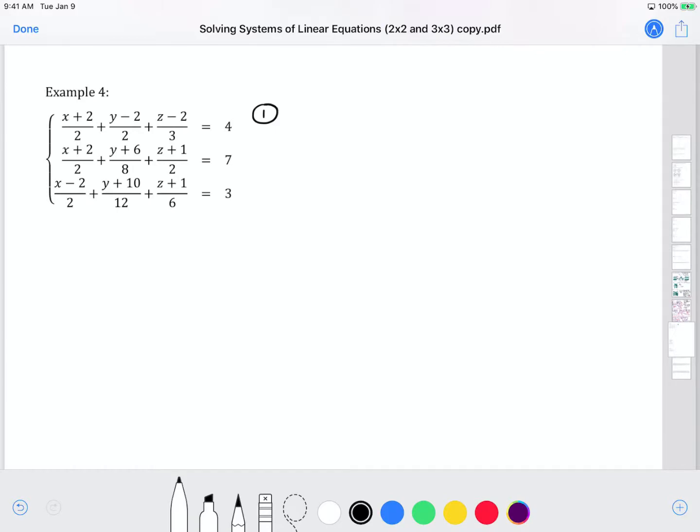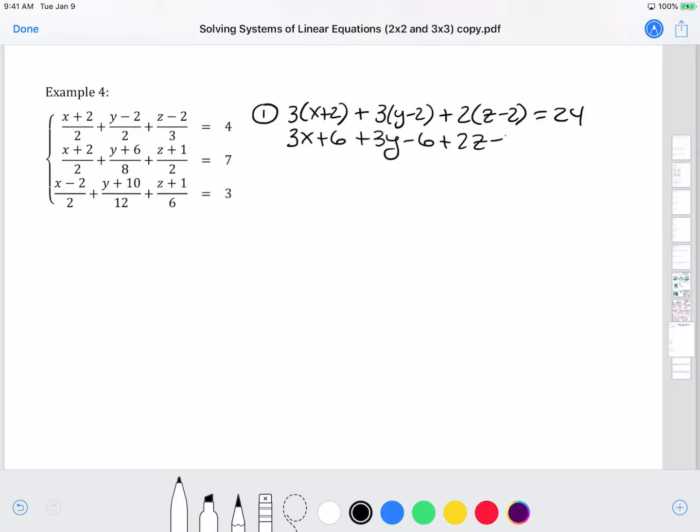And so in the first equation, I want to multiply through by 6. So when I multiply through by 6, I'm going to get 3 times x plus 2 plus 3 times y minus 2 plus 2 times z minus 2 is equal to 24. So that's what I get when I multiply everything by 6. So now if I go ahead and distribute and clean this up, I get 3x plus 6 plus 3y minus 6 plus 2z minus 4 is equal to 24.